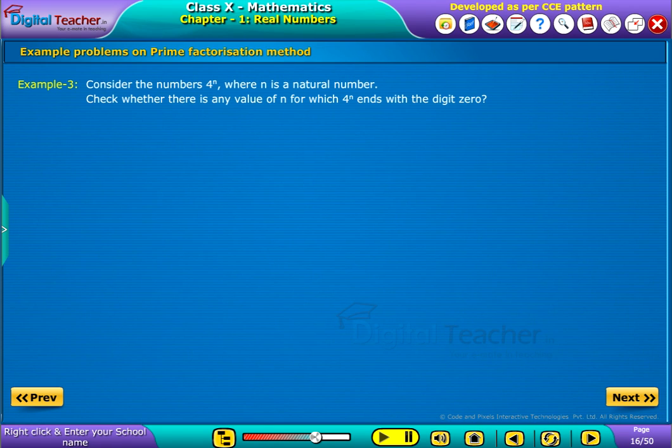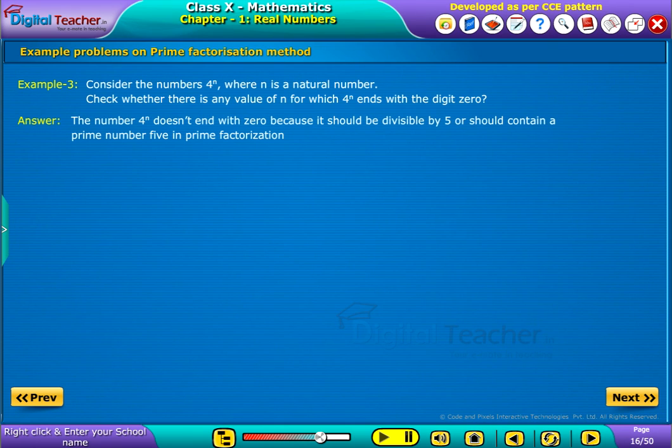Consider the numbers 4 power n, where n is a natural number. Check whether there is any value of n for which 4 power n ends with the digit 0. The number 4 power n does not end with 0 because it would have to be divisible by 5, or contain the prime number 5 in its prime factorization.